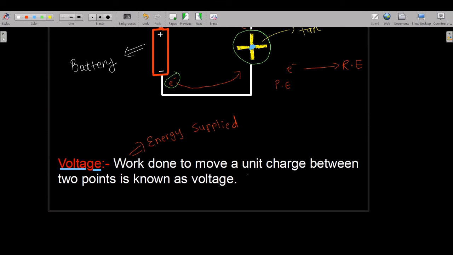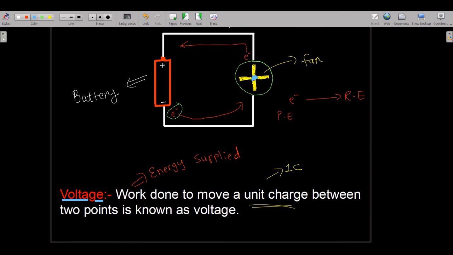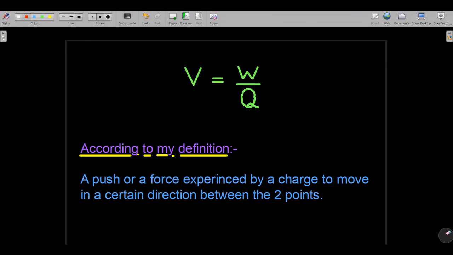To move a unit charge, that means 1 coulomb of charge, between 2 points. In this case, consider these 2 points as, let's say, point A and point B. And while moving, the charge will gain certain energy. So this particular phenomenon is known as voltage. I hope you understood this concept.